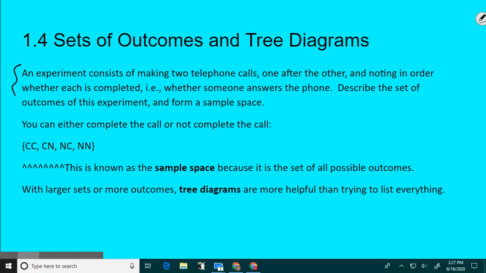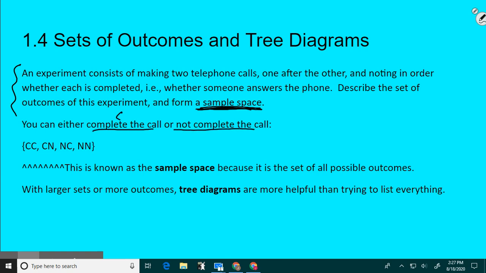So we've got this example. Experiment: we make 2 telephone calls, so I'm like a telemarketer, one right after another. I note, basically in order, whether each is completed. In other words, if they answer the phone or don't answer the phone. So my set of outcomes is what we're going to describe, and we're going to form what's called a sample space.